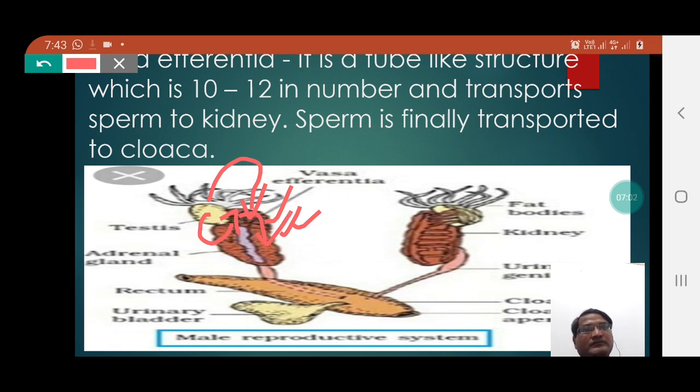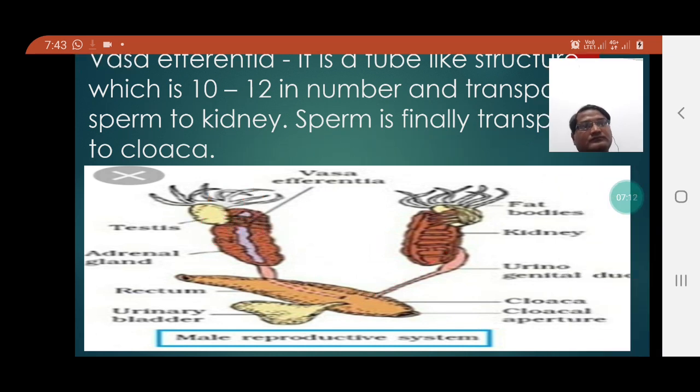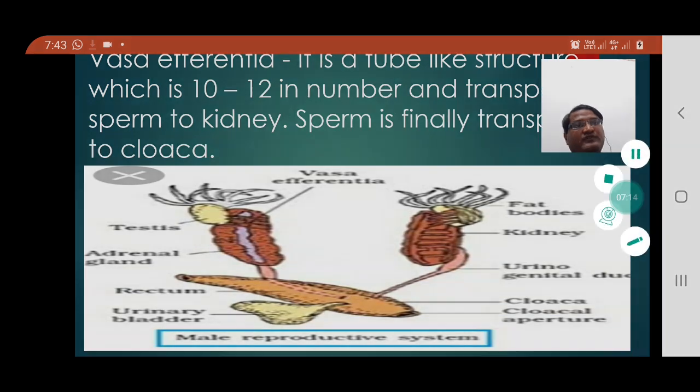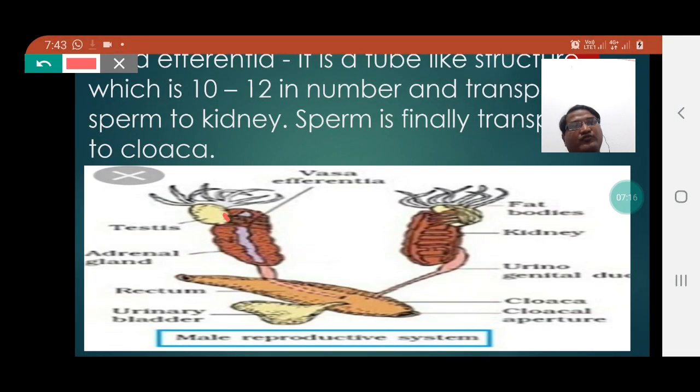And the sperm finally enters into the cloaca. So students, you can easily understand the movement of the sperm from the testis to the vasa efferentia, leading to the kidney, and finally from the kidney to the cloaca, which you can see here also.